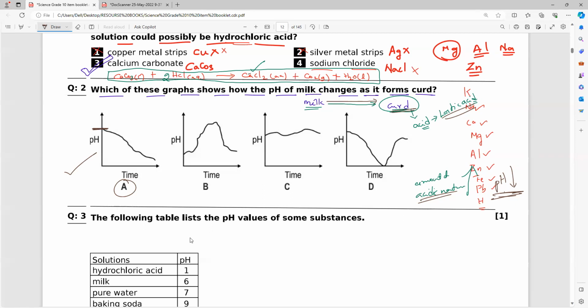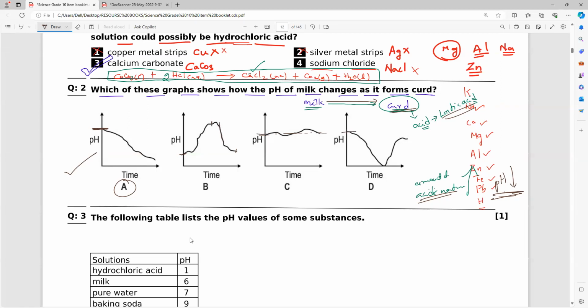But why can't it be B, C, or D? You can see in B, the pH is increasing, meaning it is turning up into base and then again coming down into acid. That is not happening. Next, here you see it is almost at the same point. The pH is not affected much.